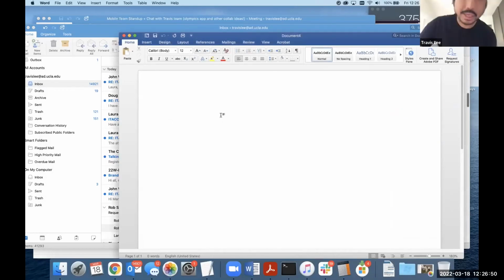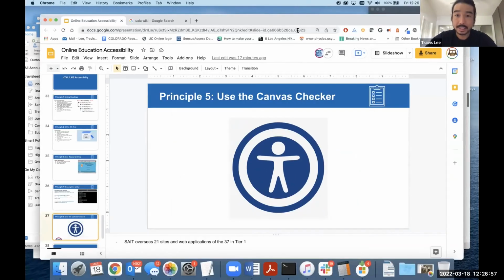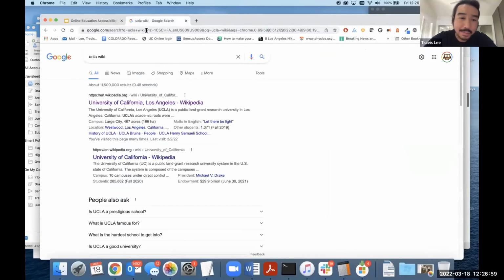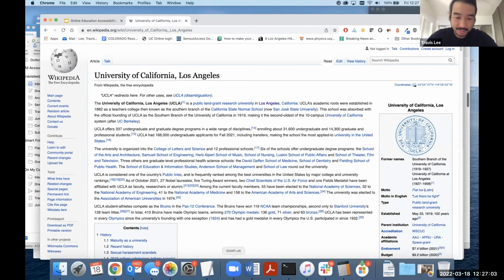Okay, so I'm going to share this. I have a blank Word document. We're going to write an essay about UCLA, which is my home school. Sorry, can you see this? Okay, let's see. This is the wiki page for UCLA. So we're going to start with that one.